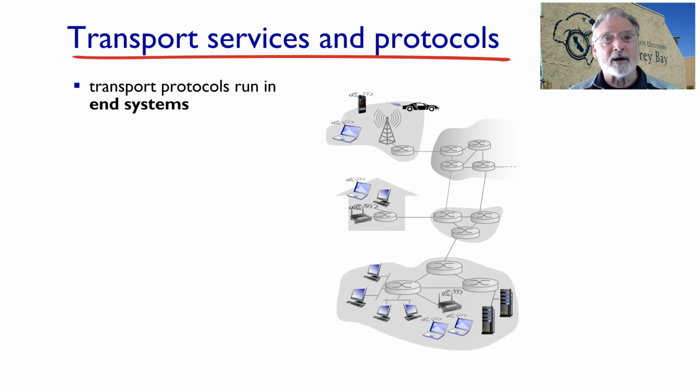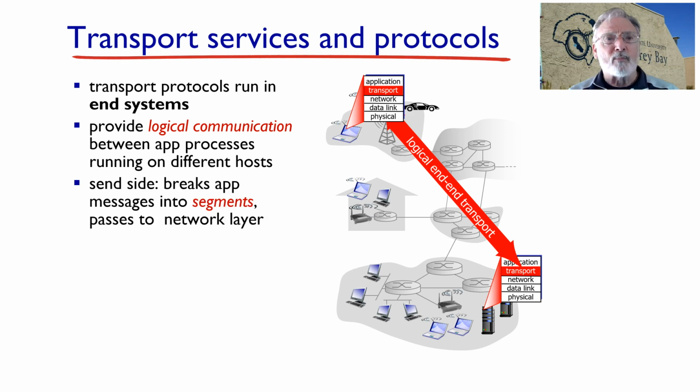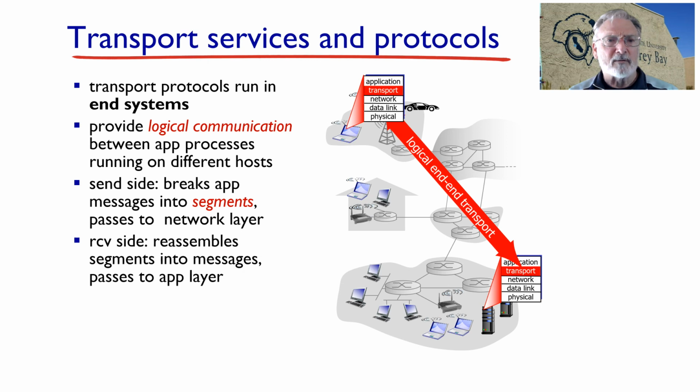The transport layer runs only on end systems. This layer provides logical communications between application processes running on different hosts. The sending side breaks application messages into segments, passes them to the network layer. The receiving side reassembles segments into messages and passes them to the application layer.